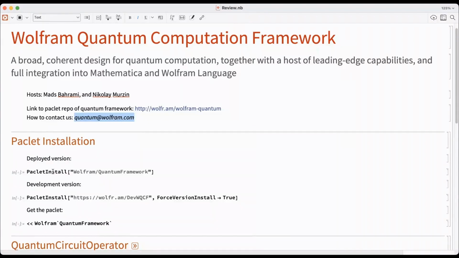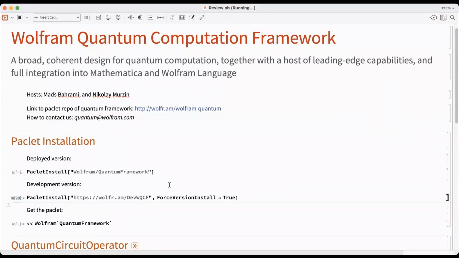There are two ways of installing it. The one that is already deployed, this is the link, literally PacletInstall of the Wolfram quantum framework. But since this is an ongoing project, and literally me and Nick work on it every day, doing debugging, updating and adding proper functionalities, we recommend you install it using this link, because this is the latest and most updated one. And if there is any bug, we take care of that on a daily basis. But most of them should be almost the same.